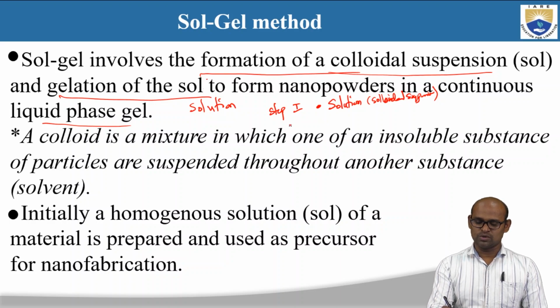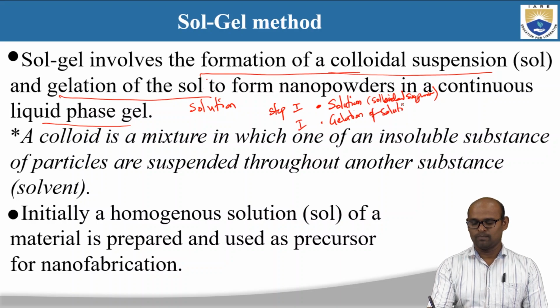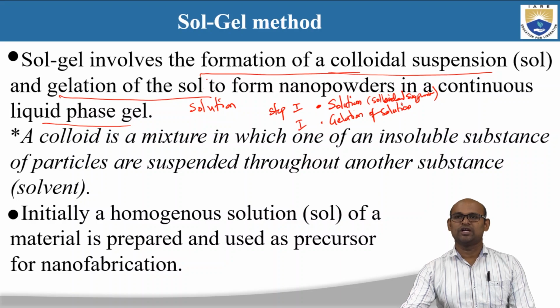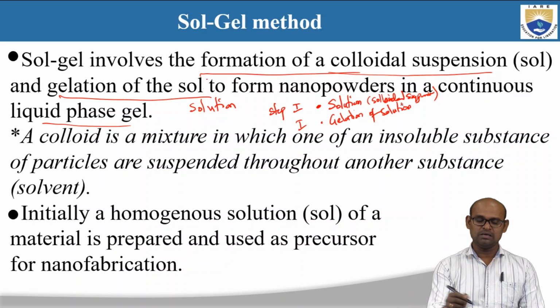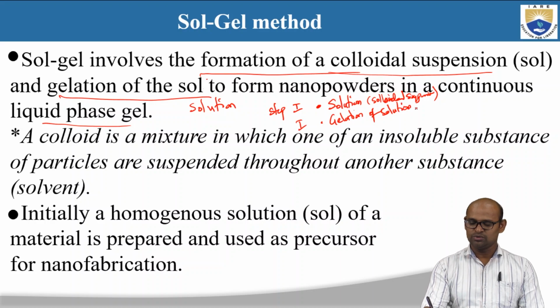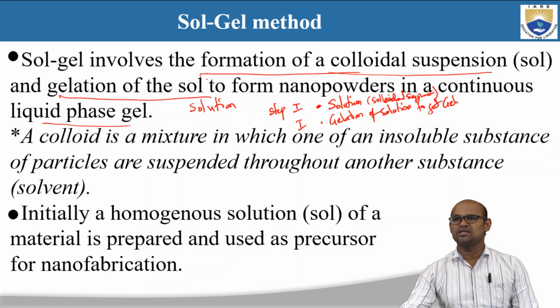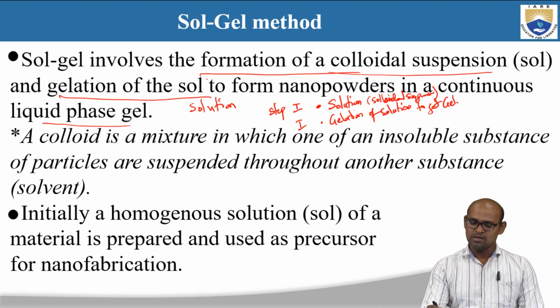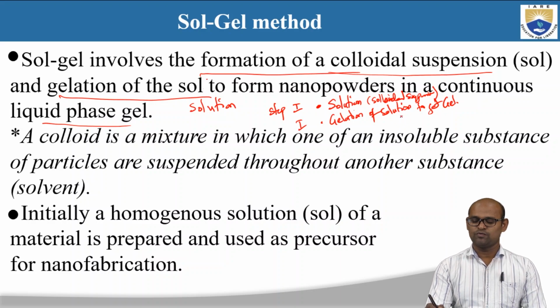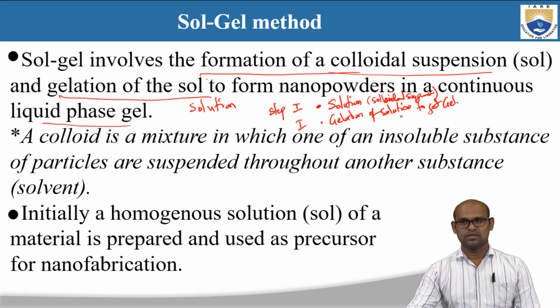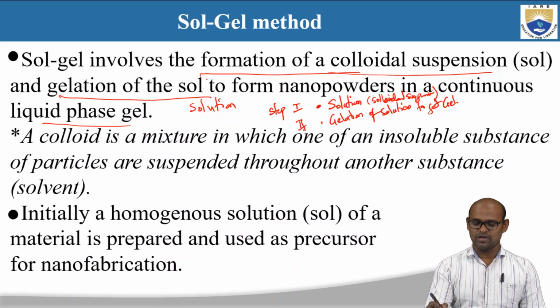First we prepare the solution, step 1, and in step 2 we wait for the gelation of the solution. This solution is going to get gelated and form a gel which is in liquid form. Gel is nothing but a polymer network. Once we get this gel, from this gel we are going to get nanopowders. You can think of that as the third step.